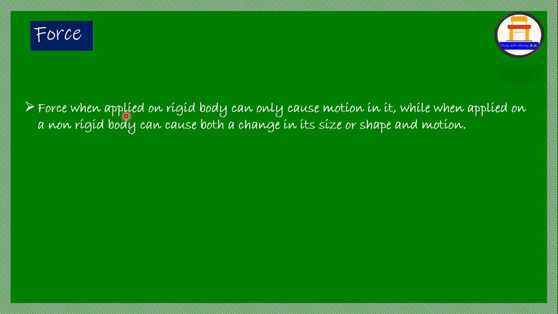Rigid body means when you apply force on it. Like on the table, if you apply force towards one direction from left to right, imagine if you apply force, the table will move. So there is only motion created, but the shape or size of the table is not changing. So that is an example for a rigid body.